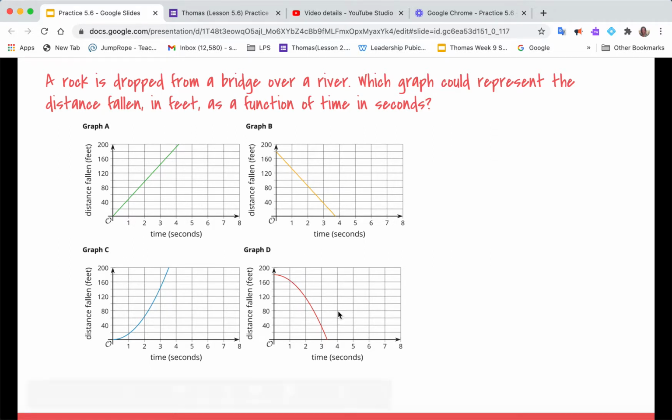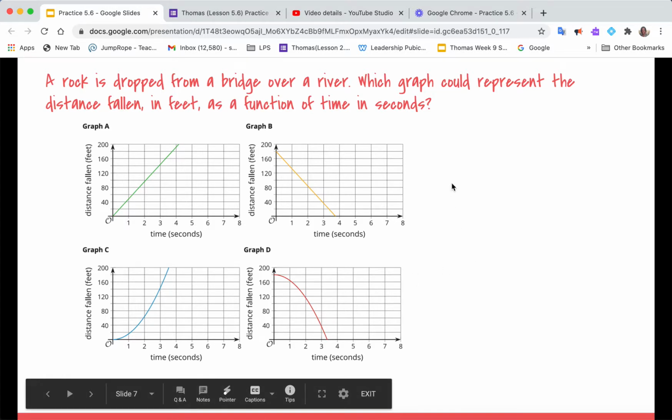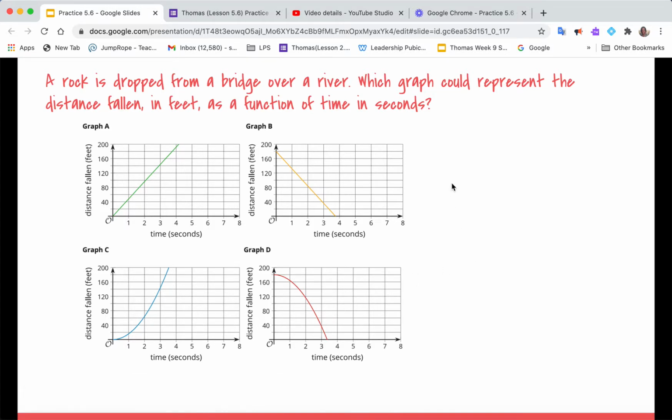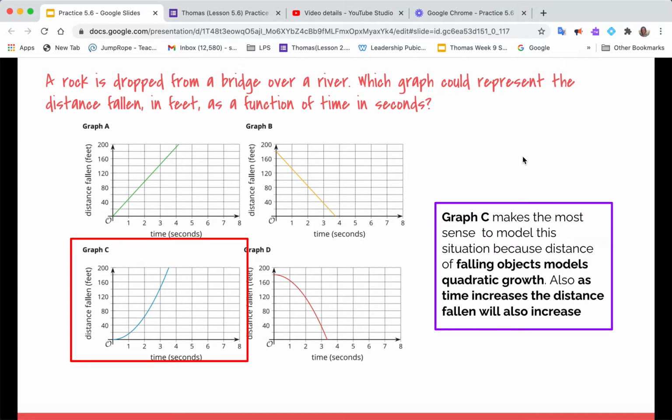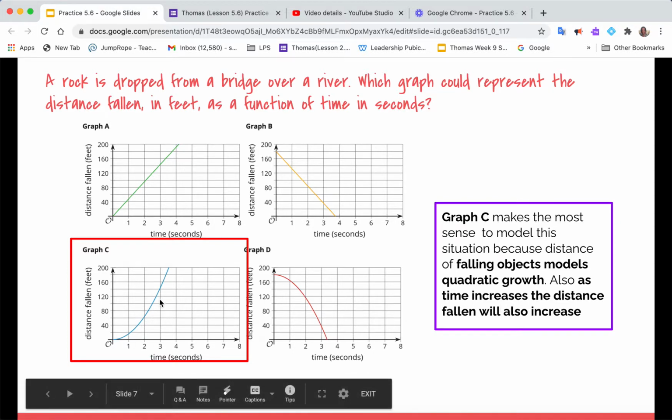Now, when we're thinking about objects falling, I know it can be tricky. You're thinking about falling, so you're thinking about something going down. However, this graph should be showing the distance fallen, and so as time progresses, we know the distance fallen should increase. And so option C is the best model in this situation, and this makes sense because the distance of falling objects is quadratic growth, as I said, and also as time increases, the distance fallen will increase. So that is what is being depicted by graph C.